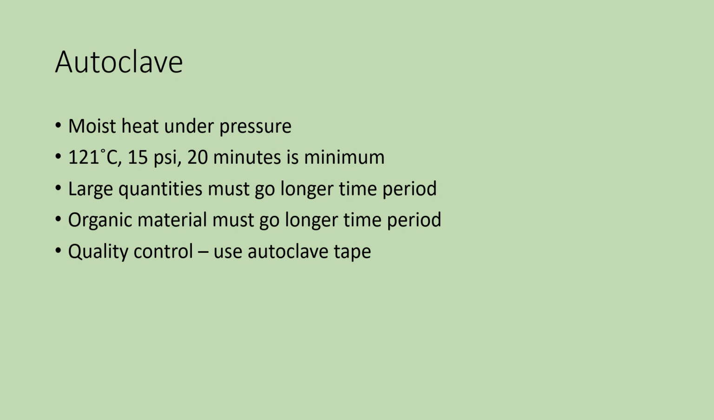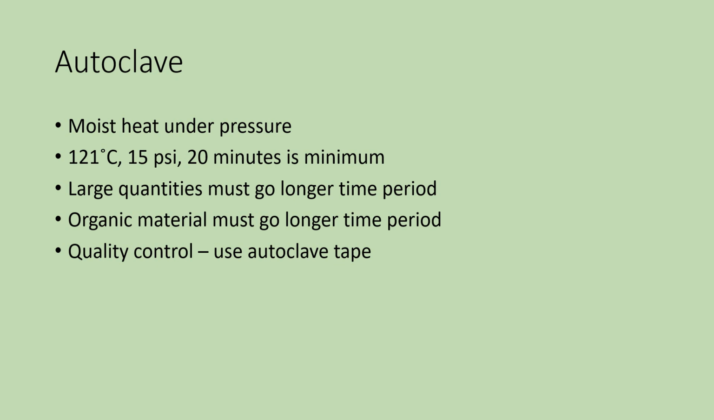Now you can go at a higher temperature, you can go at a higher pressure, and you can go for a longer time period. Actually, when we have a large quantity of items that we want to sterilize, we usually do run our autoclave longer than 20 minutes. But this is the minimum, 121 degrees C, 15 psi for 20 minutes. That's the absolute minimum. If you have a lot of organic material, typically you need to go a little bit longer time period as well.